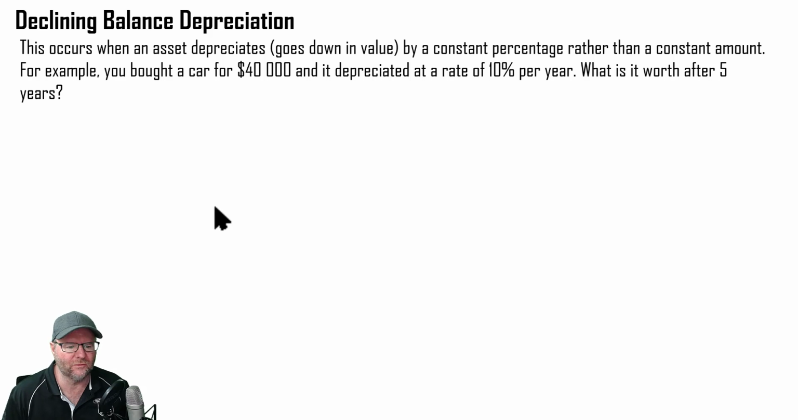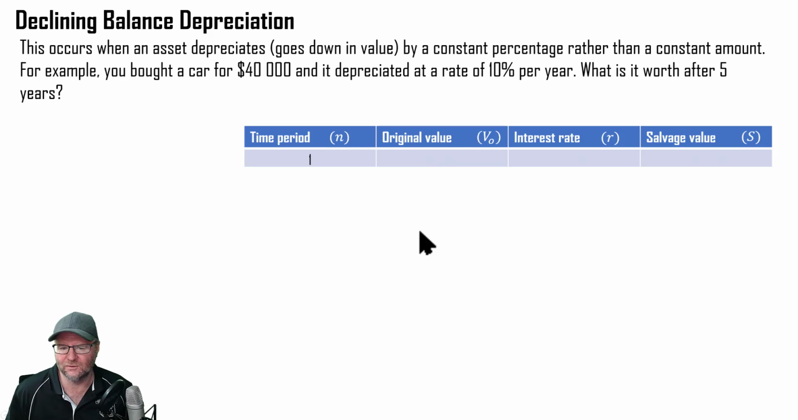So let's go through and actually break down an example, and you'll get an idea of what I mean by this. This occurs when an asset depreciates by a constant percentage rather than a constant amount. So, example, let's say we buy this car for $40,000, and it depreciates at a rate of 10% per year. What's it worth after 5 years? Well, I'm going to do this step by step. Let's do a little table and we'll do some of the calculations and see what's happening.